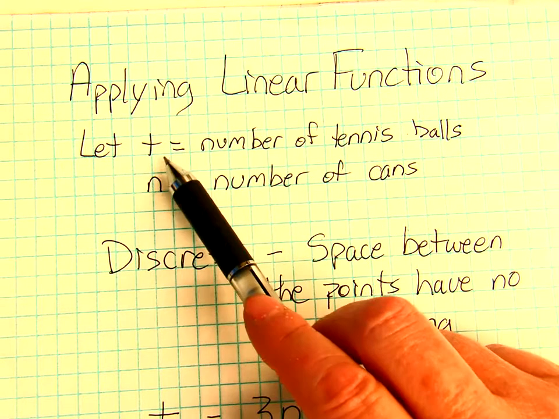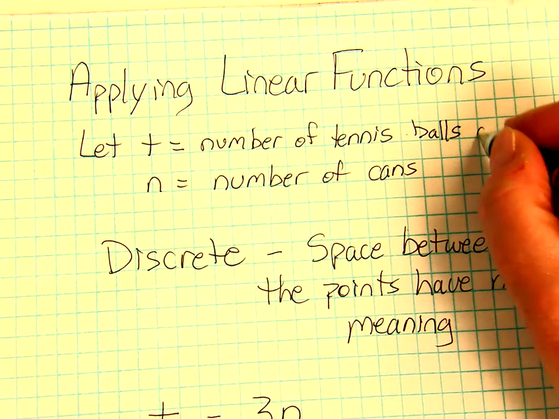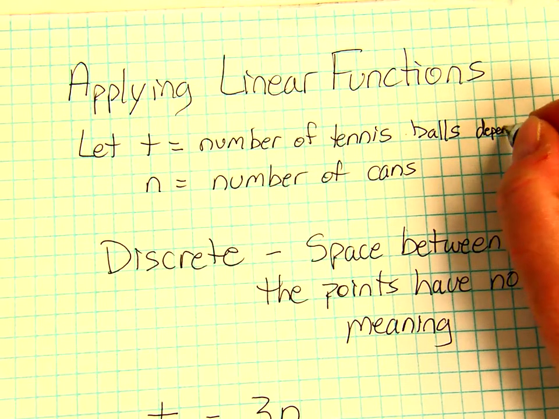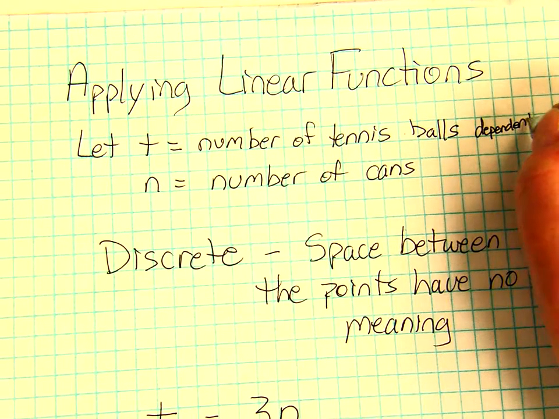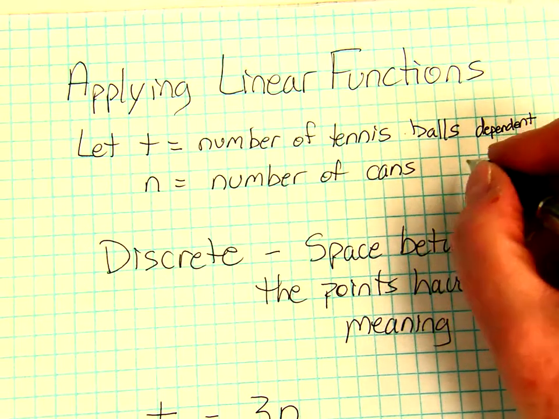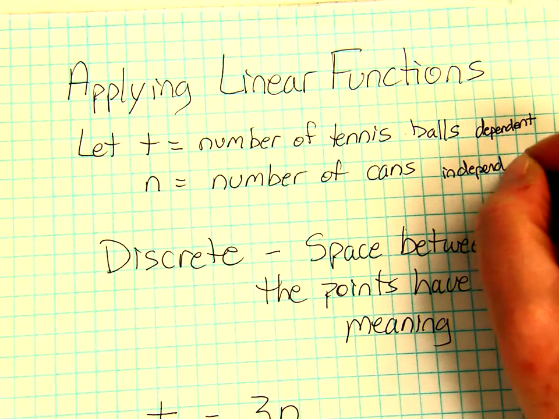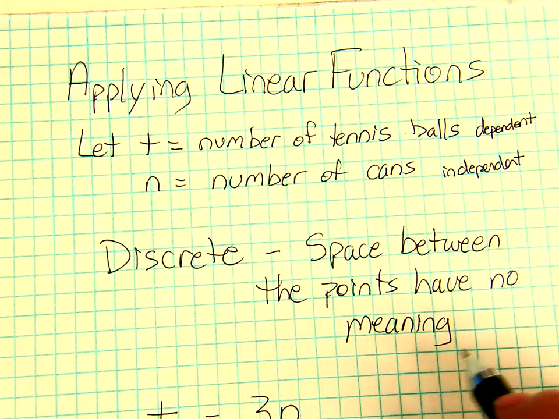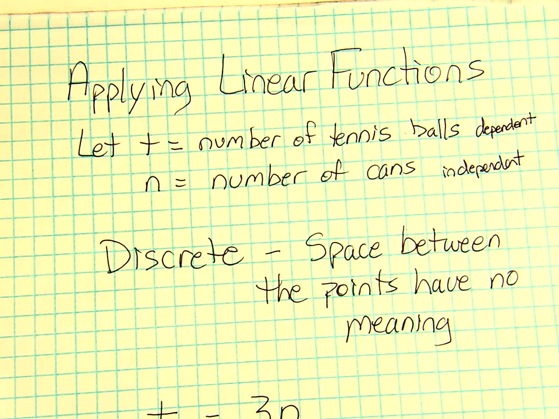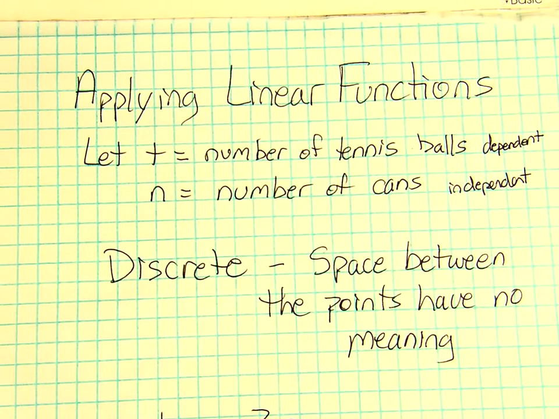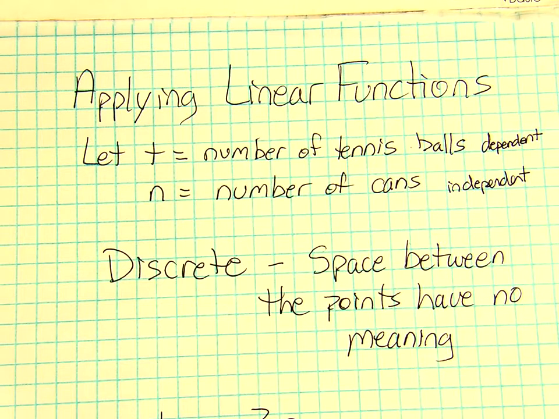So our T is actually our dependent variable. I'm just going to write that here. This is dependent on the number of cans, which is independent. Okay? And it's good to know that so that when we start putting all of this together, we can see how it all works.